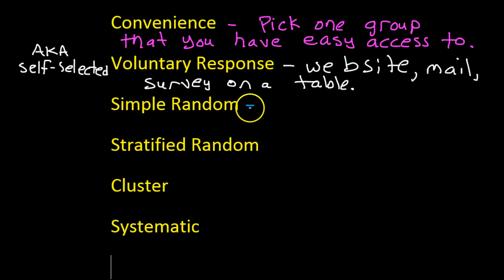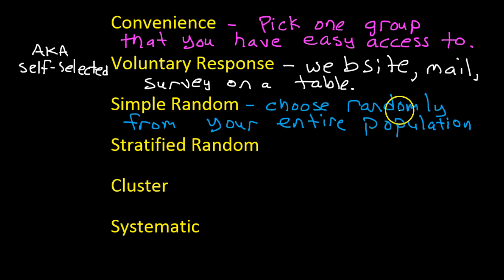Simple random is where, similar to convenience, you just have one group, but in simple random, you take the entire population as one big group, and then you use a computer or some other purely random system to pick your participants. Okay, so if you're choosing randomly from your entire population, that's going to be simple random.